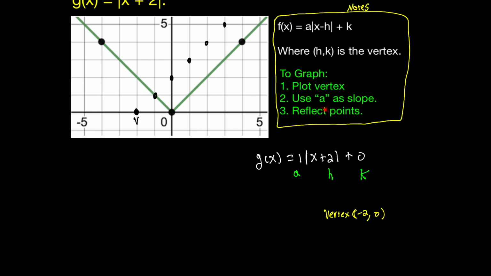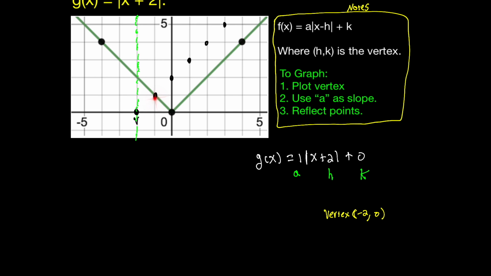The last step is to reflect all of these points. And in order to do that, I'm going to emphasize the axis of symmetry. The axis of symmetry is the vertical line that cuts through my vertex. And now I'm going to begin to reflect each point one by one.